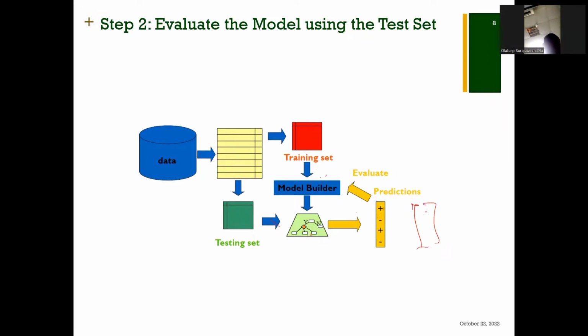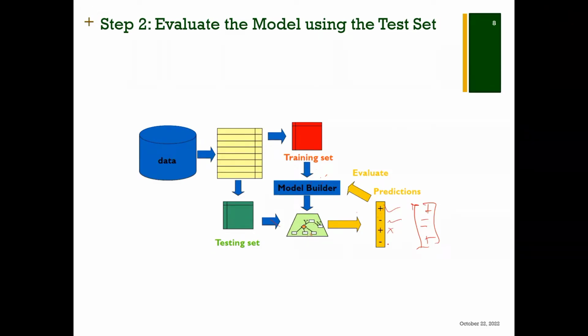I know here it is positive, negative, negative, and then positive. It means this one is correct, this one is correct, but this one there's a mistake here. Maybe this one too, so there's a mistake. We compare the actual with the given.